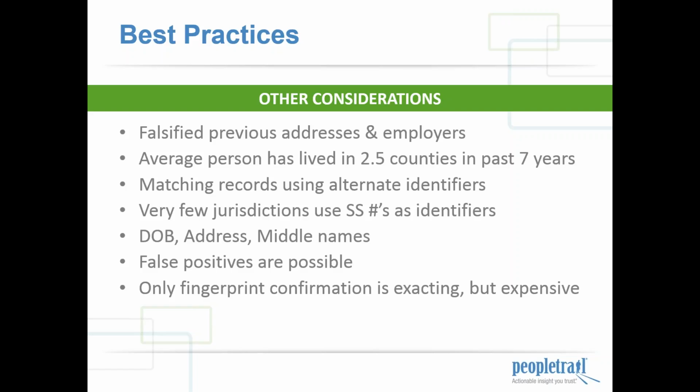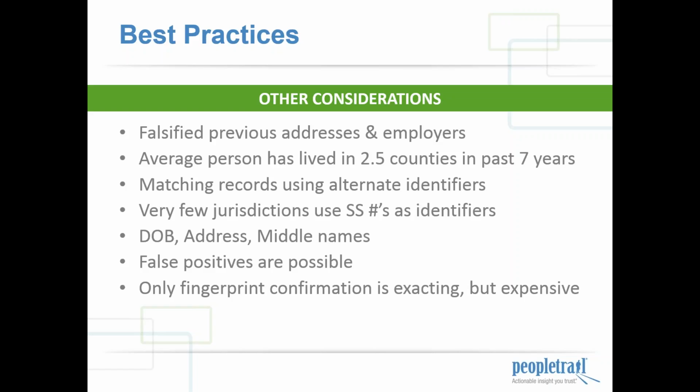The average person has lived in 2.5 counties in the past 7 years, so realistically that's what you're looking at, though there may be some who jump around and have lived in 10 counties. Then you have to do 10 individual searches, and that can get expensive. But if you're averaging it out, the average person has lived in 2.5 counties, which makes it a little bit easier for costing purposes.